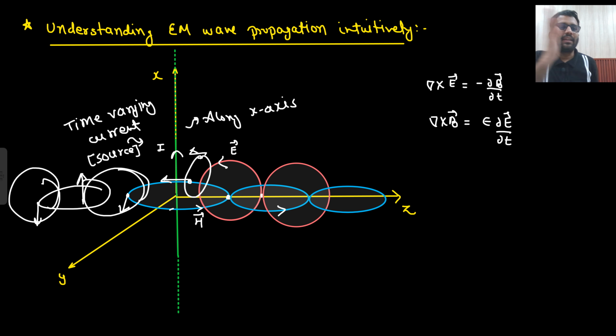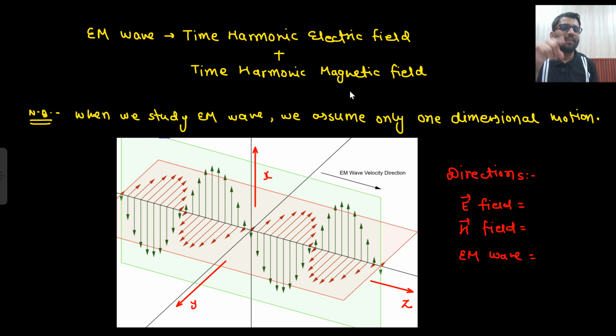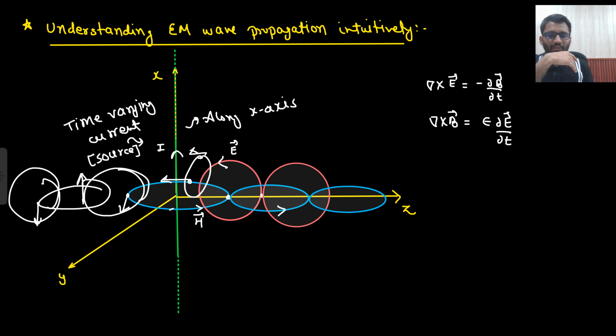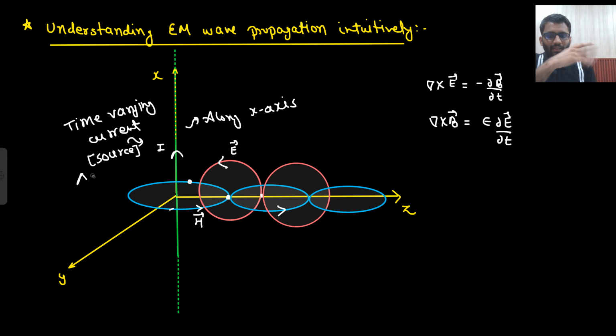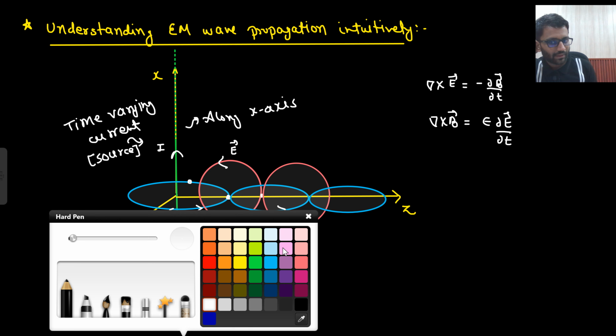EM wave means there is a time harmonic electric field and a time harmonic magnetic field. It can propagate in a lot of directions, but when we study it unidirectionally, we will only take one dimension. So here I have written: when we study an EM wave, we assume only one dimensional motion. Certainly electric field and magnetic field would be changing in other directions as well, but to study that we will take only one direction.